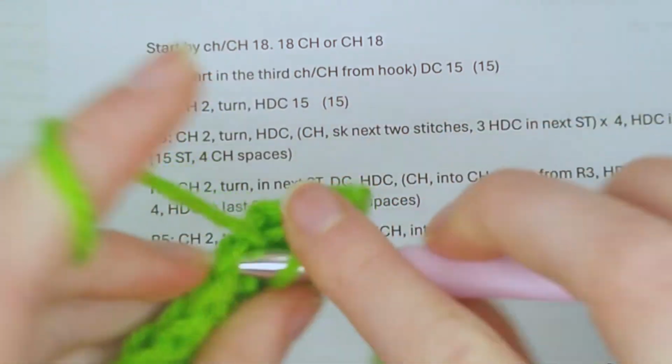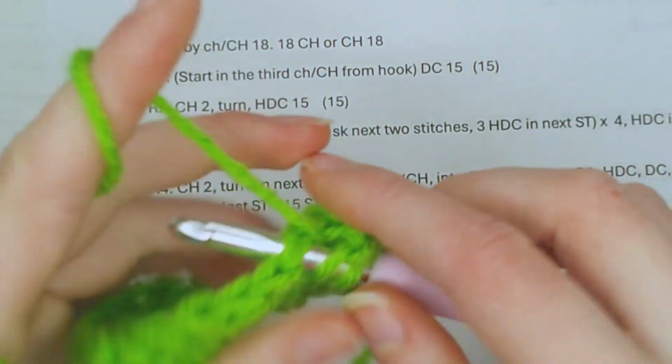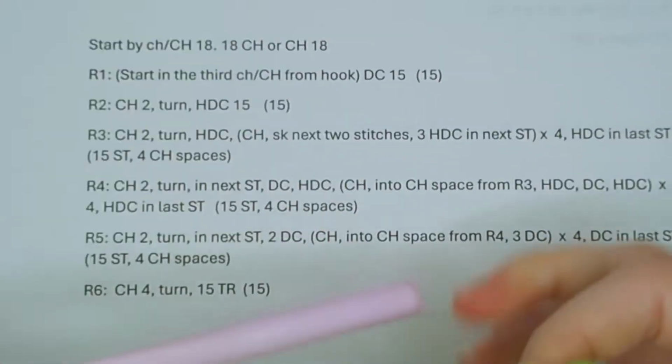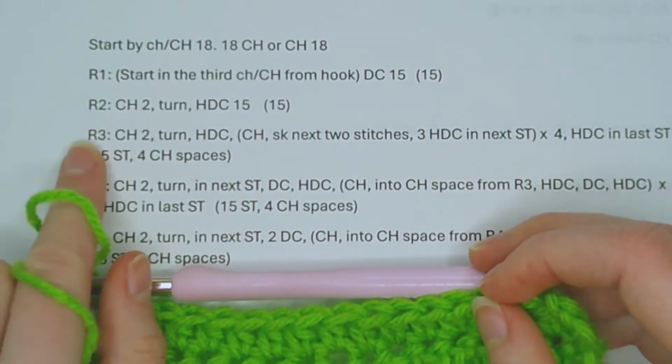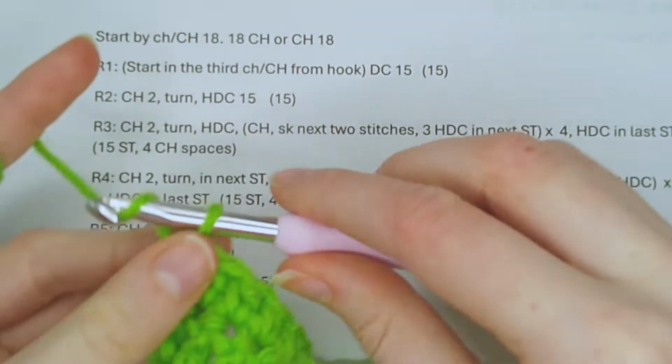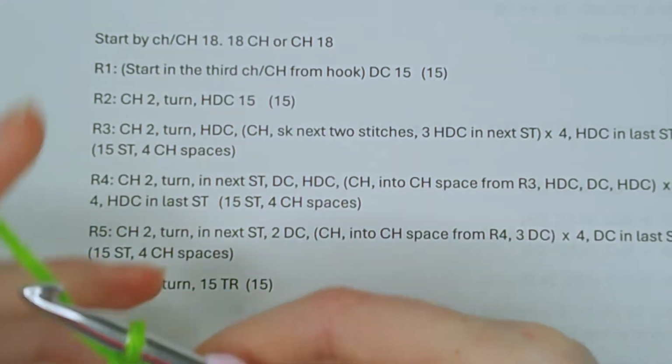It may say do 1 half a double crochet in each stitch, but I'm going to go ahead and finish this row, and then we're going to go on to the next one. Alright, so row 3, R3, says chain 2. CH2 just means chain 2, and then turn.